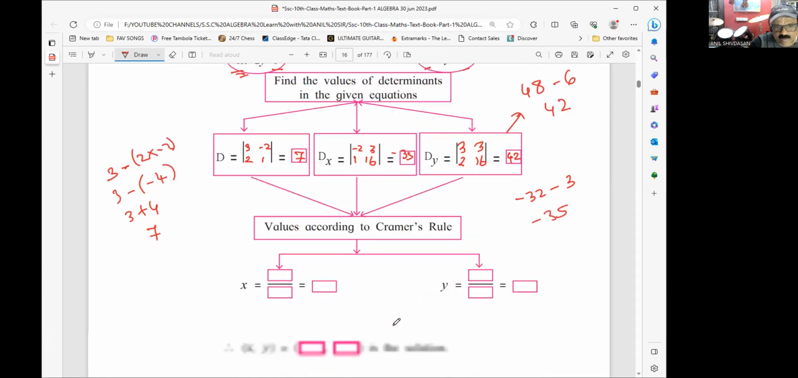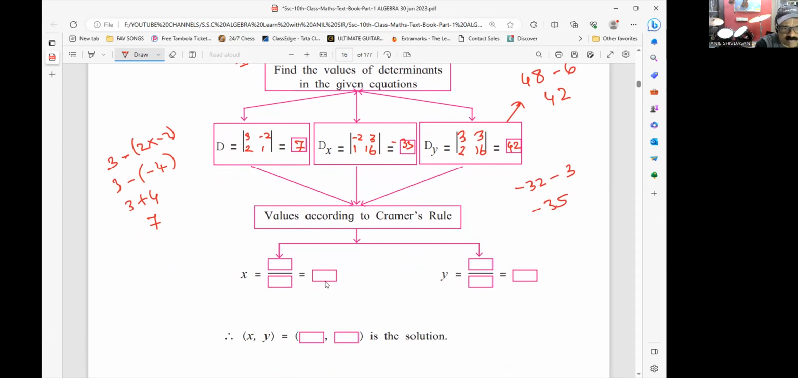Now the values according to Cramer's rule. x will be what? x will be Dx upon D, which is 35 upon 7. Cancels. The answer is 5 here. What about y? y will be Dy upon D. Dy upon D means 42 upon 7, so the answer is 6. So what is the solution? x equal to 5 and y equal to 6 is the solution of this.